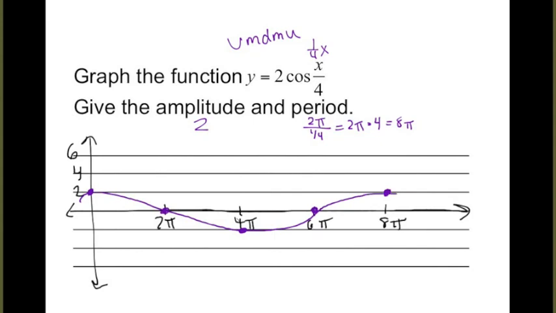In terms of music, this would be louder because it has a height of 2, and it is a very long period length, so this would be a low-pitched note. Questions?